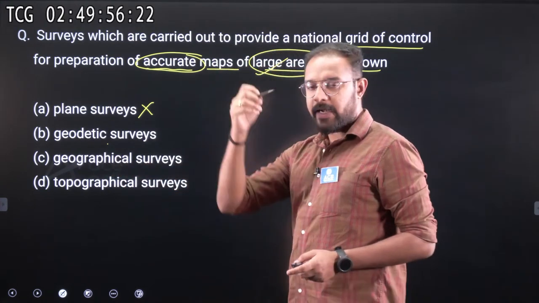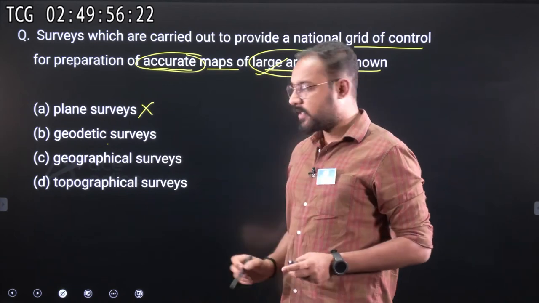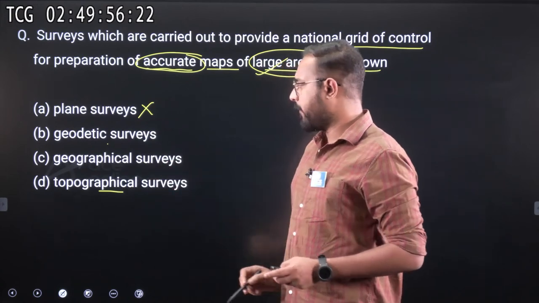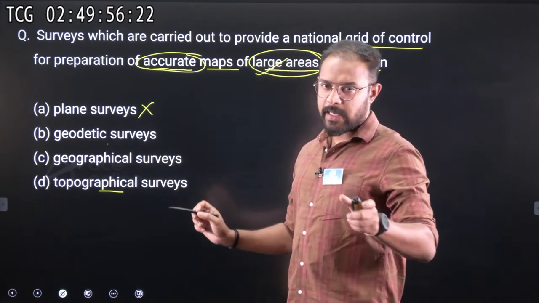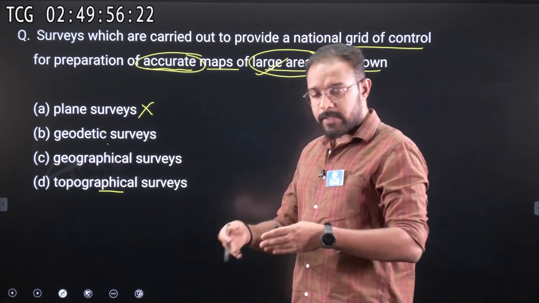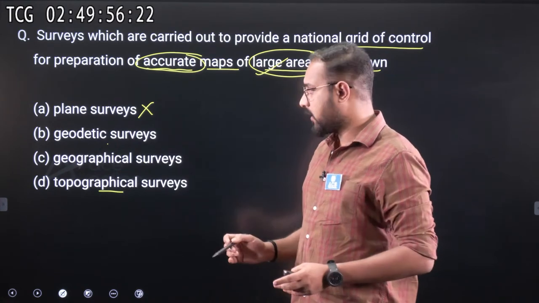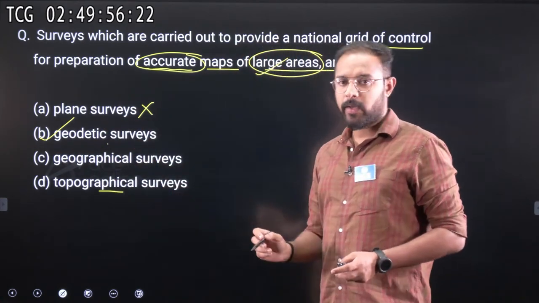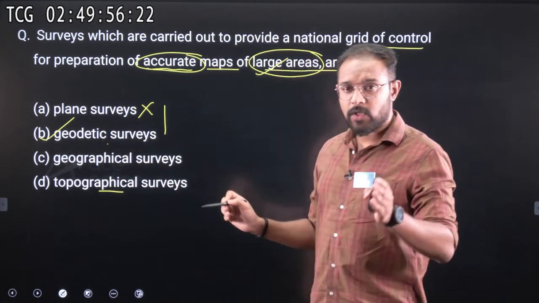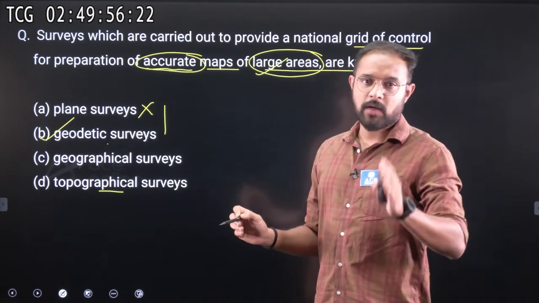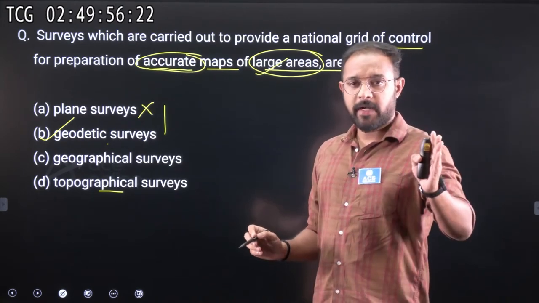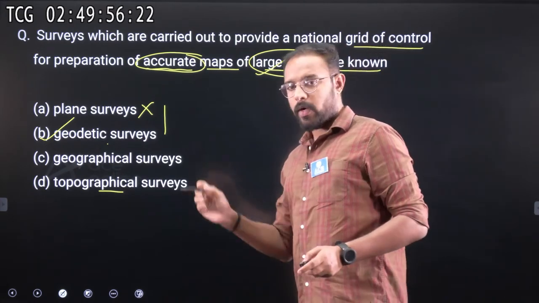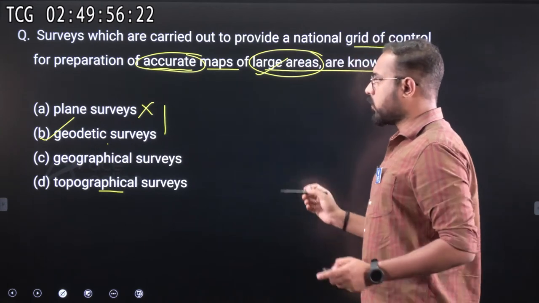Geographical surveys are identified to represent geographical features, including topographic features. These two are almost the same, so they can be eliminated, because they are more interested in plotting geographical details like hills, valleys, and mountains. Plane surveying is eliminated, so the best possible answer is geodetic survey. This classification of surveying, based on whether you take curvature or not, is very important. The primary divisions are plane surveying without curvature and geodetic surveying with curvature. Those points we have discussed, so go through them closely.